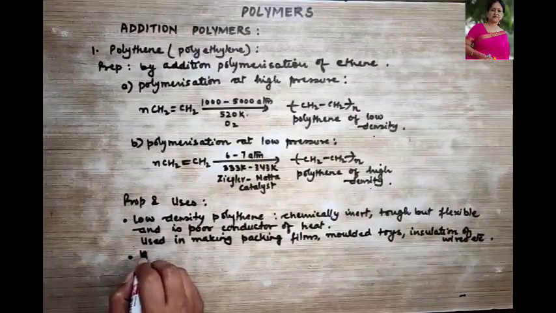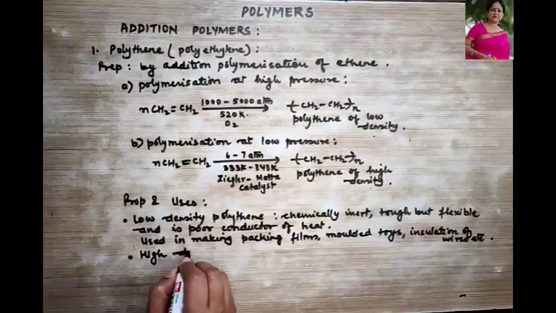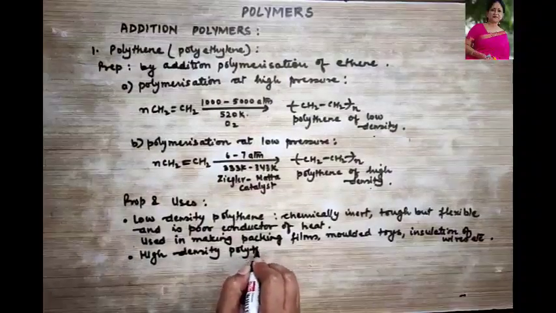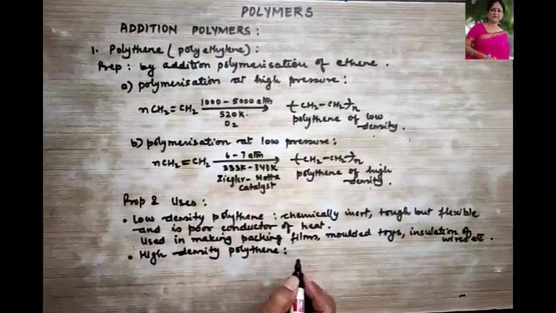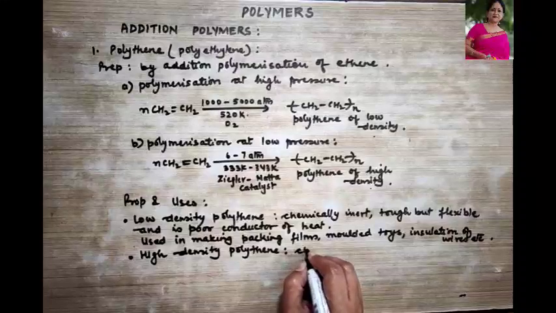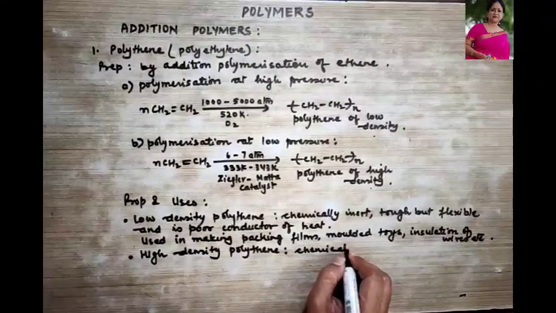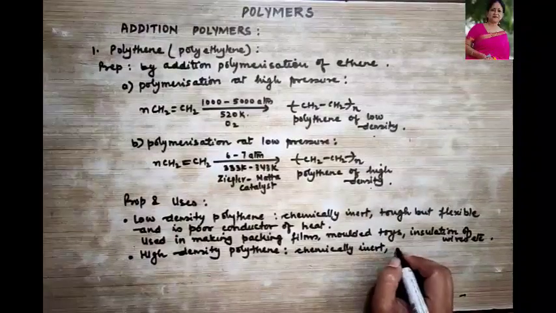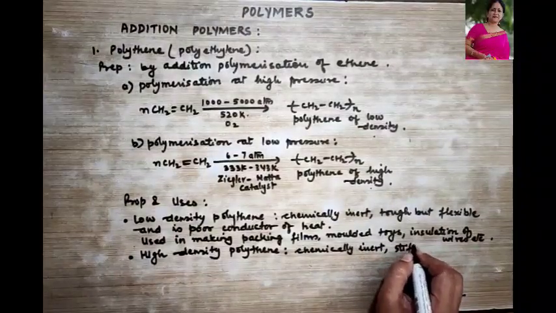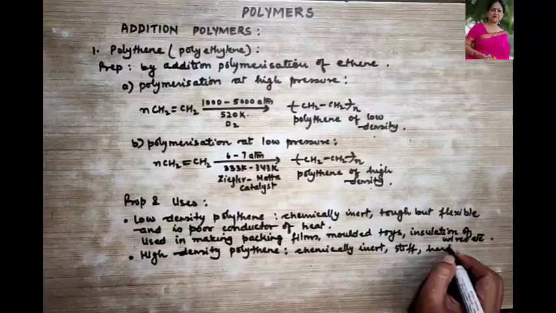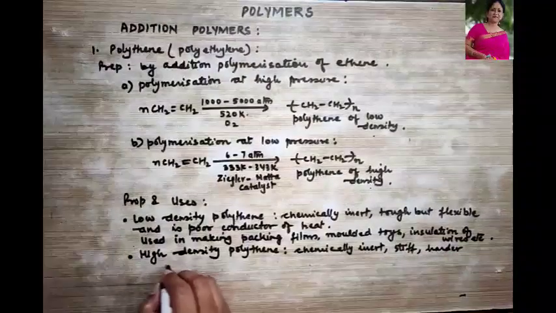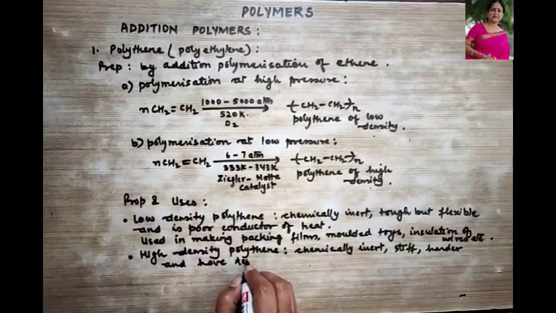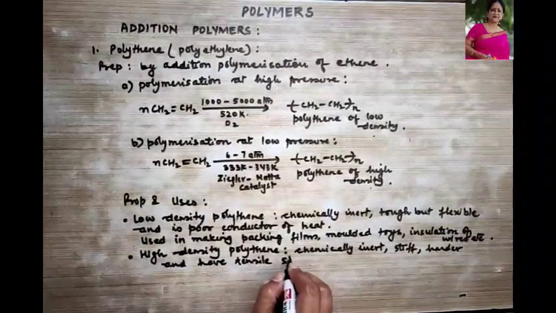Let's talk about high density polythene. High density polythene is also chemically inert, stiff, harder, and has high tensile strength.